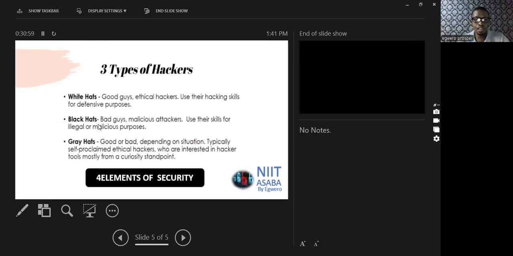Black hats, bad guys. Don't go there. They are also known as what? Malicious attackers. What do they do? They use their skill for illegal or malicious purposes. Malicious purposes.